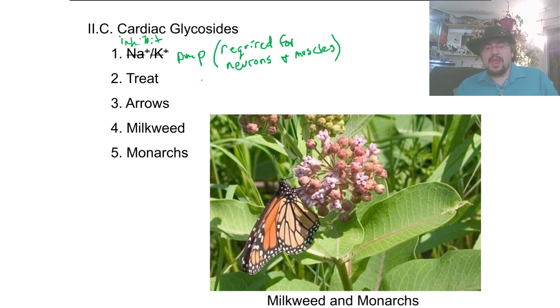So, not great. What's interesting about cardiac glycosides is that you can use them in extremely low doses, and you can use them as a treatment for heart patients. Specifically, extremely low doses of cardiac glycosides can slow heart rates.